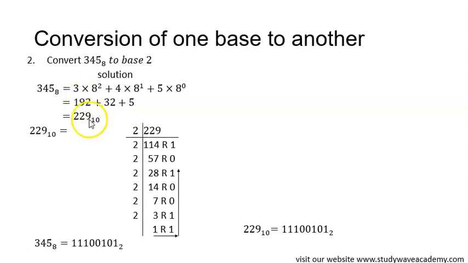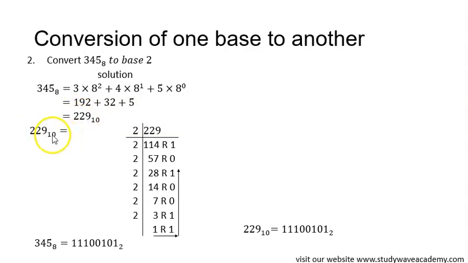229 is in base 10. So we have converted 345, which is in base 8, to base 10, and in base 10 it is 229, okay? Remember, we have to convert this to base 2. So first, we said we are going to convert it to base 10, and we have done that, right? Now that we have our base 10 number, we are going to convert it to base 2, okay? Remember, that's what we said.